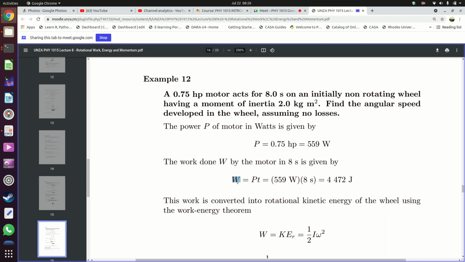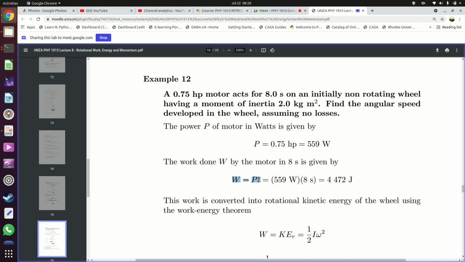In this case, the work done is equal to the power multiplied by the time, which is just 8 seconds. The power is 559 watts multiplied by the 8 seconds. This gives us the amount of rotational work which has been done, which is 4,472. This expression is from the definition of power.